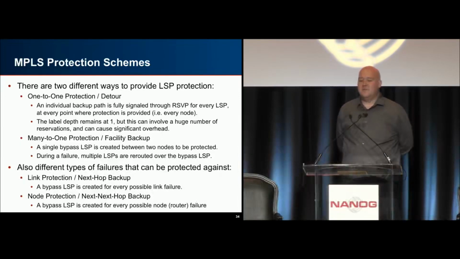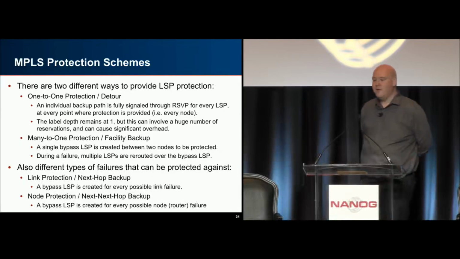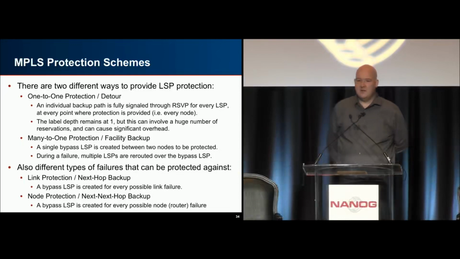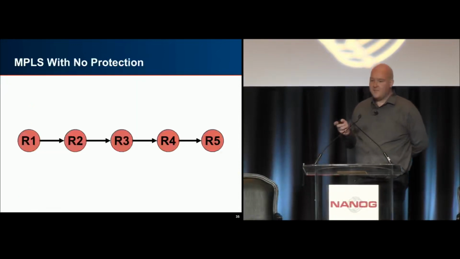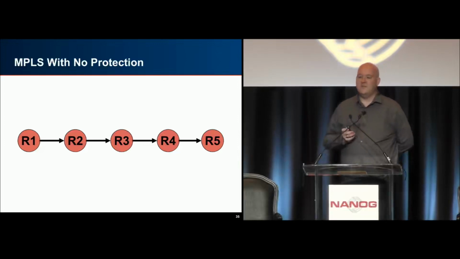So there's a couple different types of failures you can protect against. Like I said, the simple one is link protection. That's what happens if a link fails. And the next one is what's called next hop backup, or node protection, which is what happens when a device fails. And so you kind of pre-build for all those calculations the normal failure conditions of either something gets cut or something crashes.